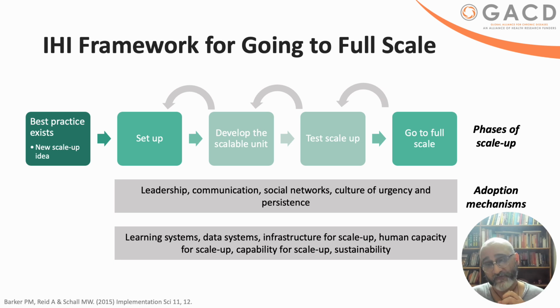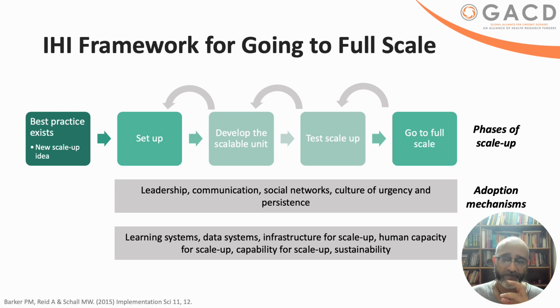The IHI framework for going to full scale is just one example of such framework. It describes 3 components of successful scale up. Firstly, a sequence of activities that are required to get a program of work to full scale. Then the mechanisms that are required to facilitate the adoption of interventions. And finally, the underlying support systems required for successful scale up.